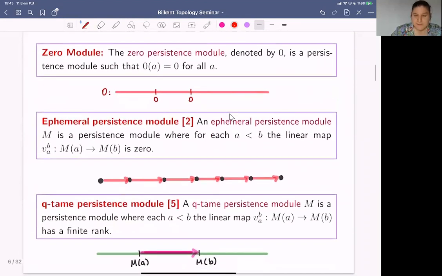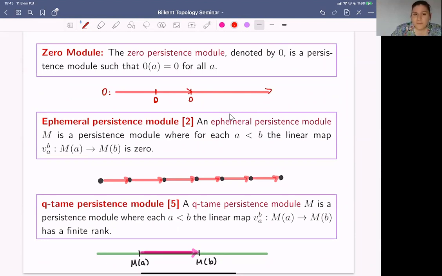So let me give some examples. For instance, the first one is the zero module. The zero module is a persistence module. Again, you are considering the real line, and at each spot, you are assigning the zero vector space. The linear maps between them are, of course, zero maps. So this is the zero persistence module.